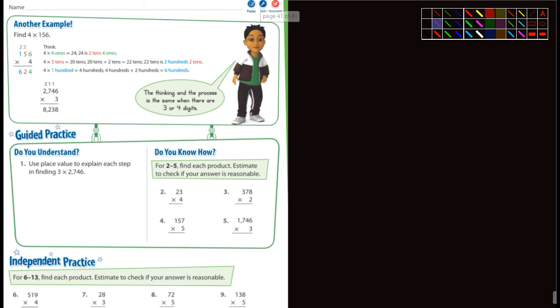Let's see here. Use place value to explain each step in finding 3 times 2,746. I'm not quite sure what they mean by that, but let me give it a shot here. I think they mean 3 times, what's the first place? 3 times the ones. And then 3 times what? The tens. And 3 times 100.